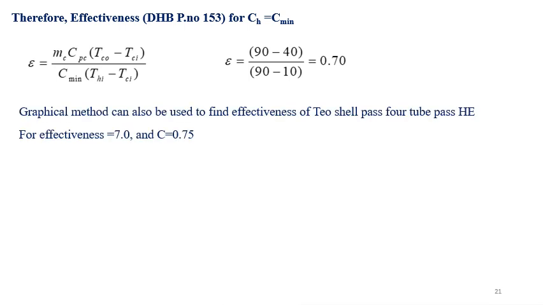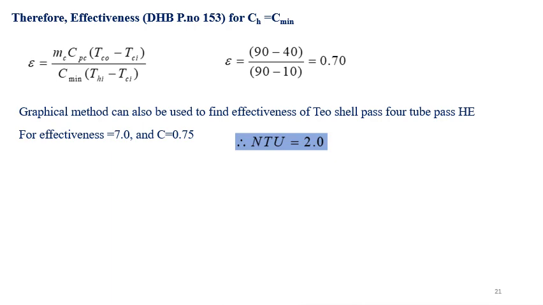Once you know the effectiveness value and the capacity ratio, we can calculate the NTU for the counter flow, for the two shell 4 tube heat exchanger. By the graph given in the data book, effectiveness is given on the y-axis and the curves are given for capacity ratio. We can locate the value, and the corresponding x-axis value, the NTU, we can note down: NTU is equal to 2.